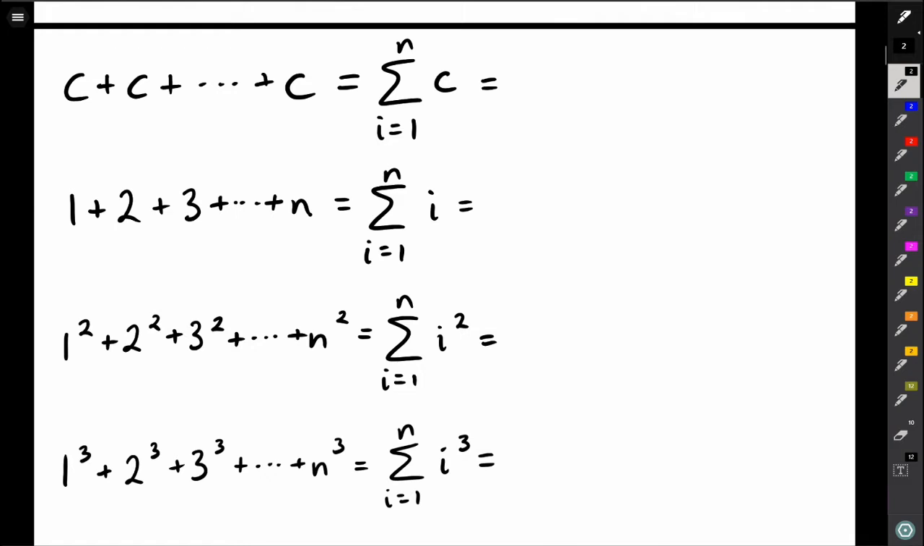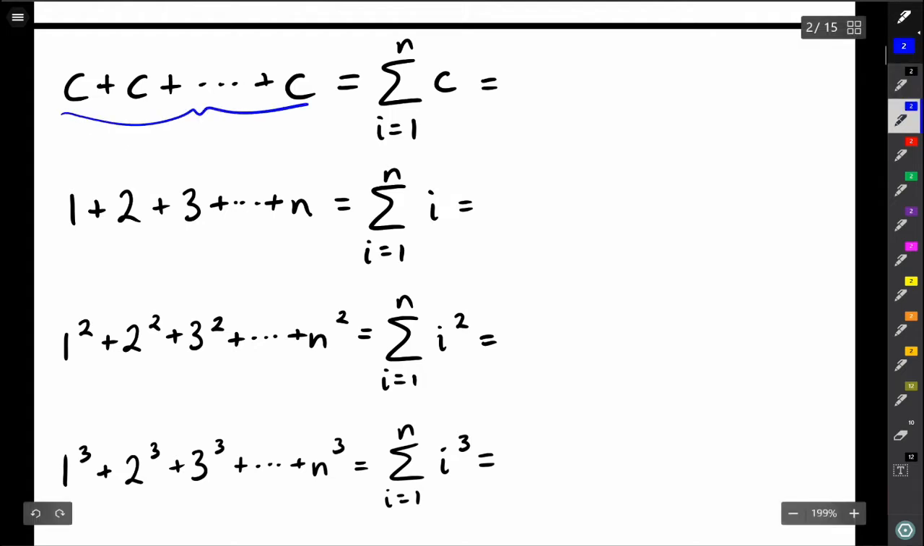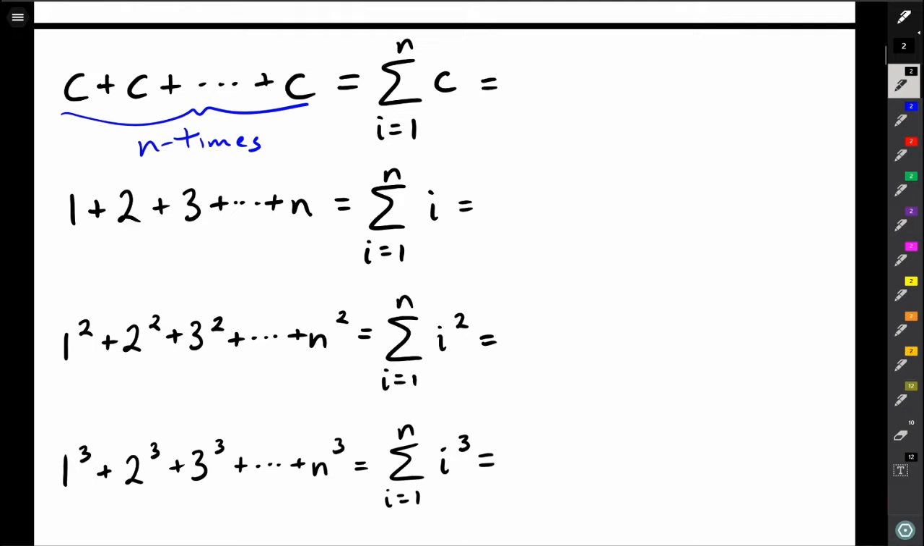Now, the first one is pretty easy, comparatively, right? So if we just add up C a total of n times, in fact, I should probably add here, this is n times, right? If we add up n copies of C, well, that's just what multiplication is, right? So this is just nC. Okay? That's probably no big surprise.